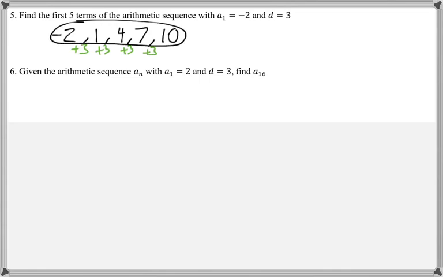Number 6 says, given the arithmetic sequence an with a1 equal to 2 and d equal to 3, find a16. So our first term is 2 and our common difference is 3. And you might think that just means we need to add 3 16 times to 2 to get our 16th term. And that's close, but we actually only need to add 3 15 times to 2.